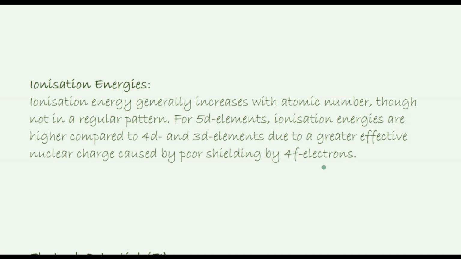Talking about ionization energies, as we all know, ionization energy generally increases with atomic number because of the effective nuclear charge. But here it is not following a regular pattern. For 5d elements, the ionization energies are higher compared to 4d and 3d elements because of greater effective nuclear charge, which causes poor shielding by f orbitals. That's why 5d elements require more energy to remove an electron than the 4d and 3d elements, because of poor shielding by 4f electrons.